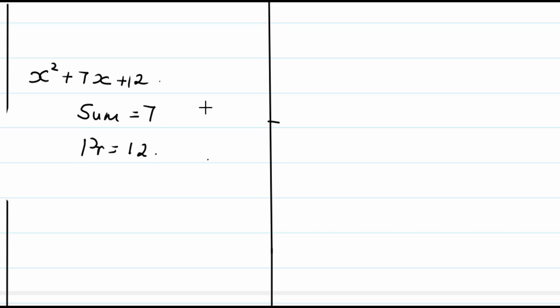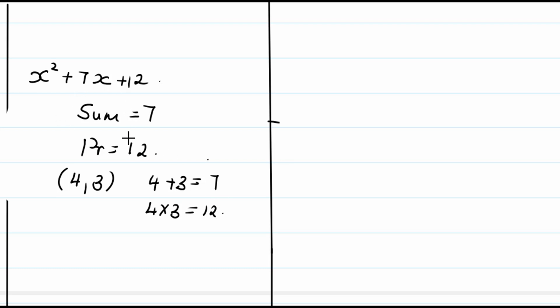So two numbers which, when I add them, I get 7, and when I multiply them, I get 12, would be 4 and 3, because if I take 4 plus 3, it will be 7, and when I take 4 multiplied by 3, it will be 12. Exactly what we needed here.